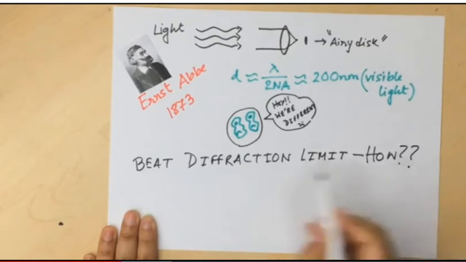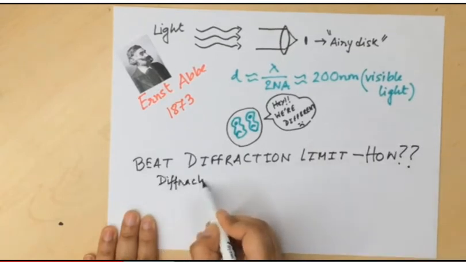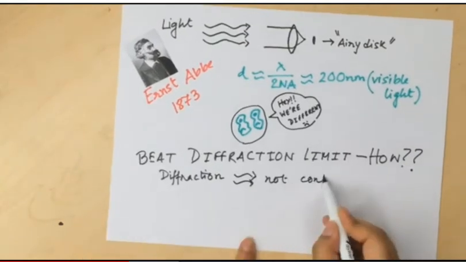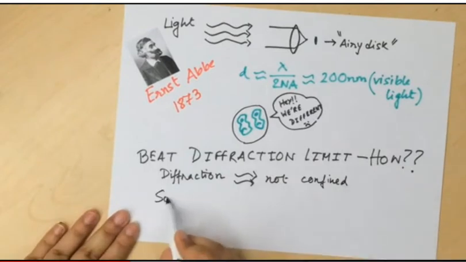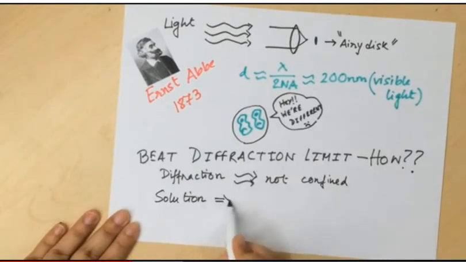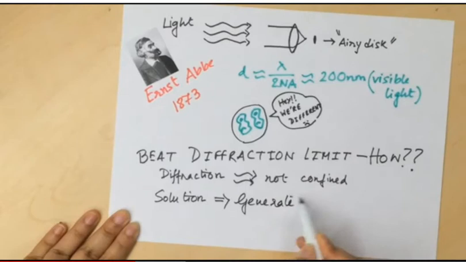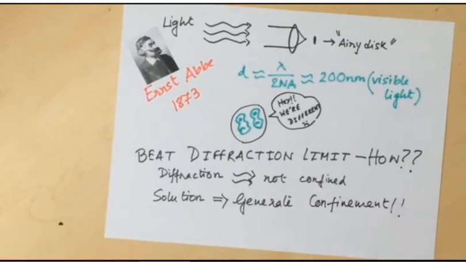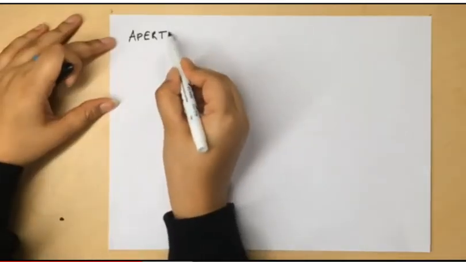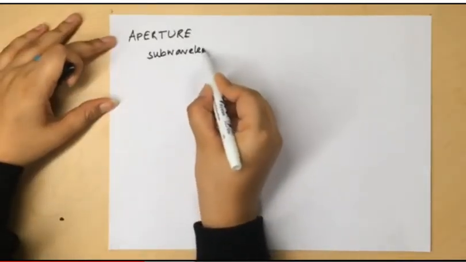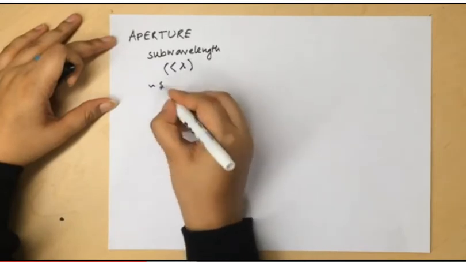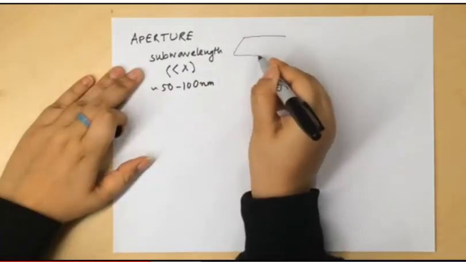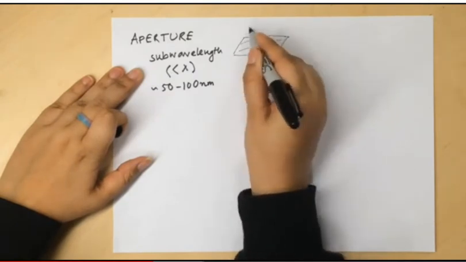But how? For diffraction, light propagates through space in an unconfined manner. So, what if we can generate confinement on its way of propagation? Can we beat the diffraction limit by that? Let's see. How do we generate confinement? Confinement is usually generated by using an aperture. An aperture is a tiny hole on an opaque screen having dimension much smaller than the wavelength of light, usually in the order of 50 to hundreds of nanometer.